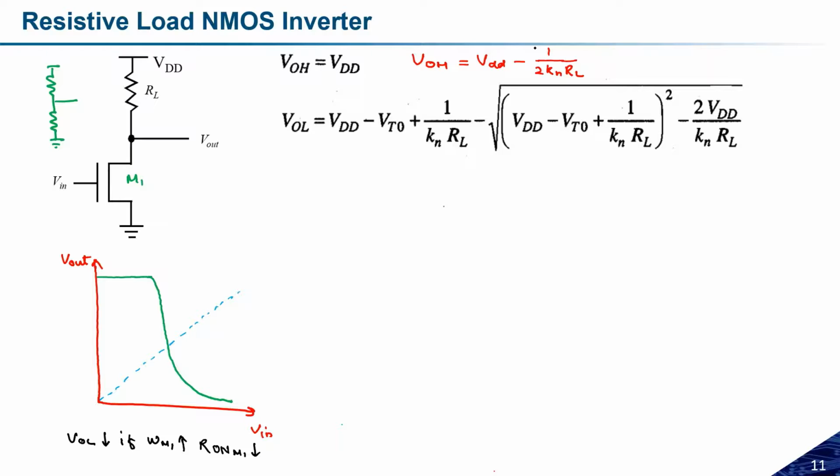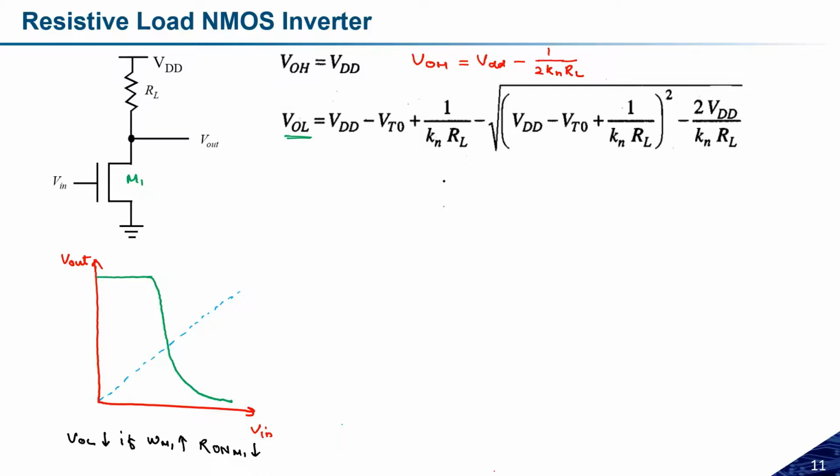Okay, second component is the VOL. If you see the ideal characteristics of an inverter, VOL should be 0, but here the VOL will not be 0. This VOL depends on the sizing of the M1 transistor, and this is the complete factor on which it is going to change. So let us try to check how we can control this VOL.